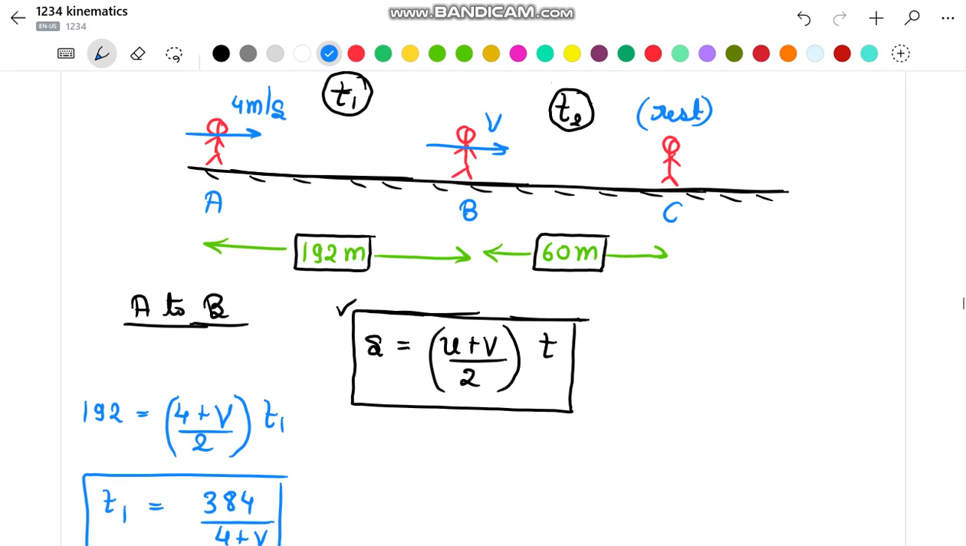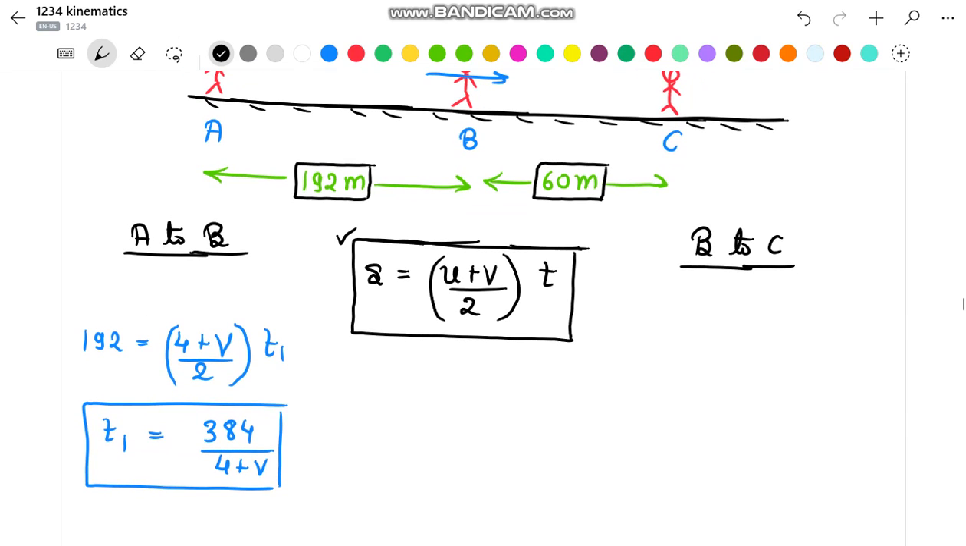Let us now shift our focus to the motion of the particle from B to C. In a similar fashion, we can write that the total displacement from B to C is the sum of initial and final velocity divided by 2 into t2. So the value of t2 comes out to be equal to 120 by v.